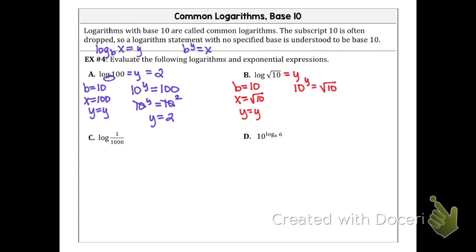Now I need to get rid of that square root. So remember, the square root is the same as raising it to the 1 over 2. So we have 10 to the y equals 10 to the 1/2. Again, my bases are now the same, or equal, so we can get rid of them. So that means my exponents have to be equal. So y is equal to 1/2, which means log of the square root of 10 equals 1/2.